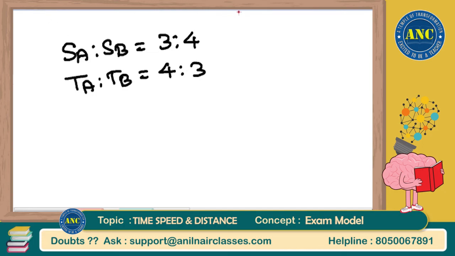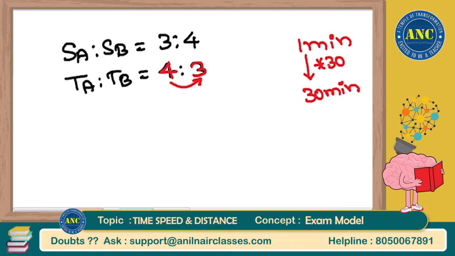Same logic, Swati. According to my assumption, time taken by A is 4 minutes. Time taken by B is only 3 minutes. According to my assumption, A is slower than B by how many minutes? 1 minute. That means A is slower by 1 minute according to the ratio. But question says A is slower than B by 30 minutes. 1 is becoming 30. Multiply by 30.